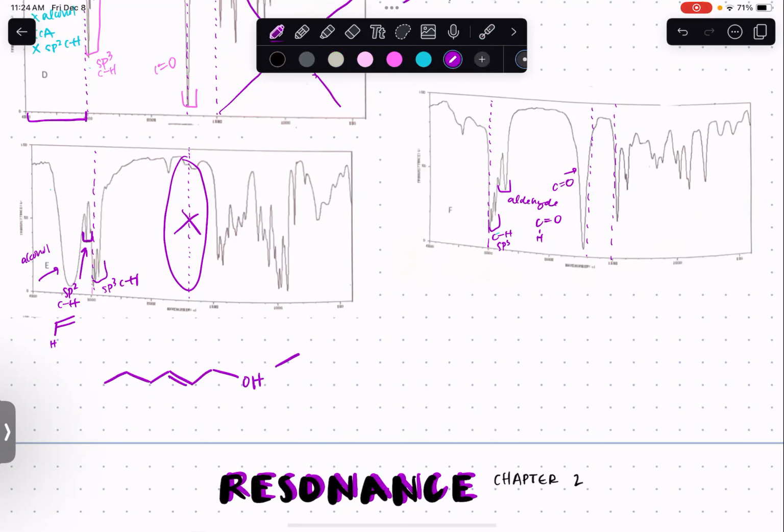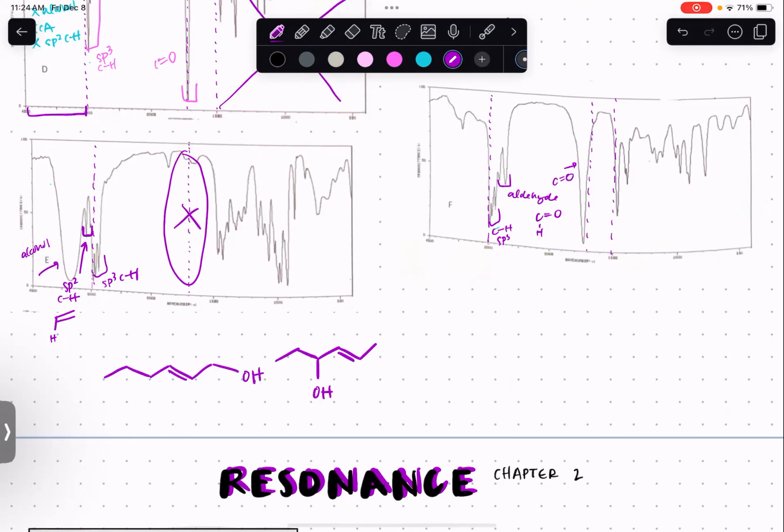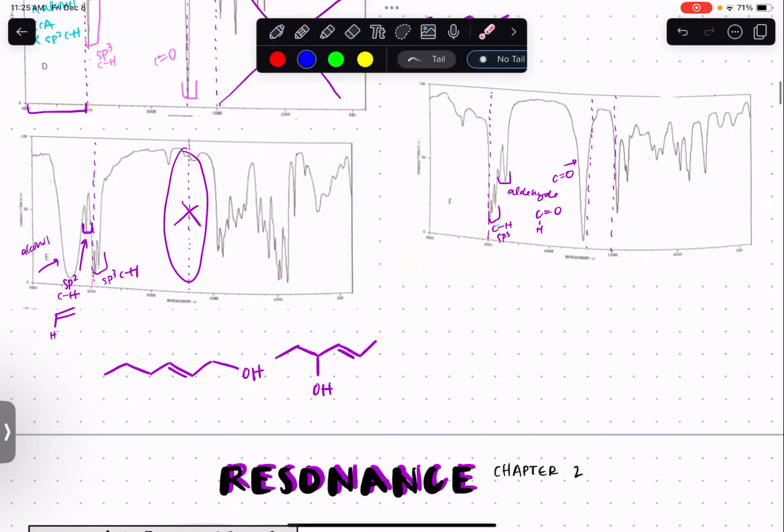It just has to be somewhere in there. Or we can do it some way where we have our carbon chain and then the alcohol is coming off that way. So it's a secondary alcohol instead of a primary one. And then again, we just need to add our double bond in somewhere. So we could put it here, we could put it here, we could put it on the end. Any of those places would be fine.